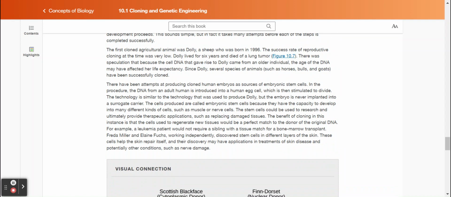The first cloned agricultural animal was Dolly, a sheep who was born in 1996. The success rate of reproductive cloning at that time was very low. Dolly lived for 6 years and died of a lung tumor. There was speculation that because the cell DNA that gave rise to Dolly came from an older individual, the age of the DNA may have affected her life expectancy. Since Dolly, several species of animals, such as horses, bulls, and goats, have been successfully cloned.